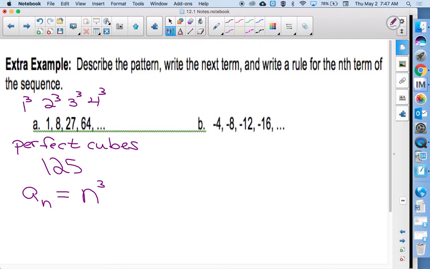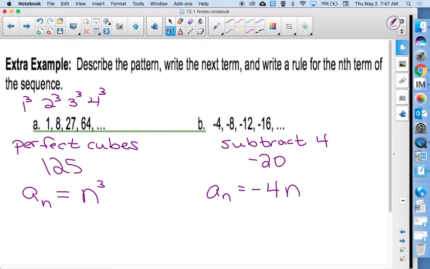So the next one we have -4, -8, -12, -16. So again, the first part, describe the pattern. So what's the pattern happening with these numbers? Rebecca? Yeah, so she said subtract 4. So Rebecca, the next number would be -20. And then the last part, did you write a rule? What do you have? -4n. Yeah, so -4n.